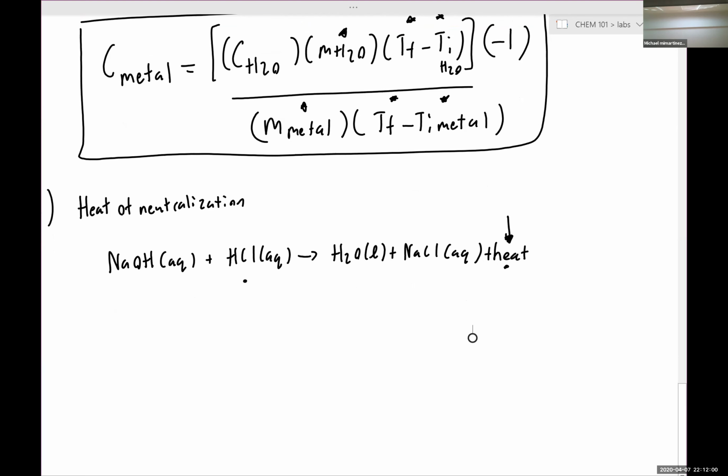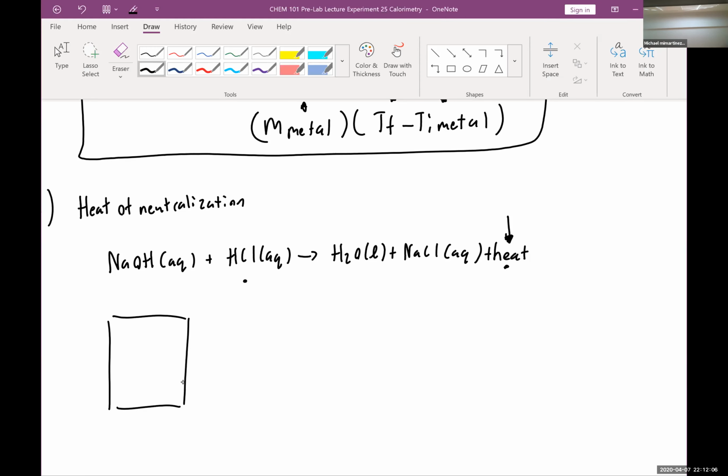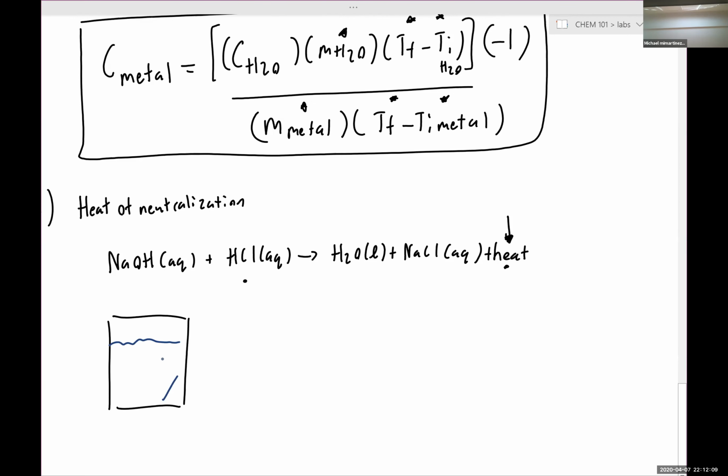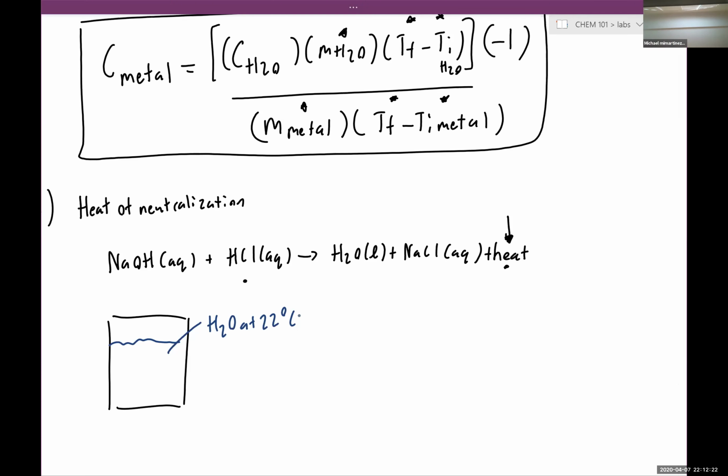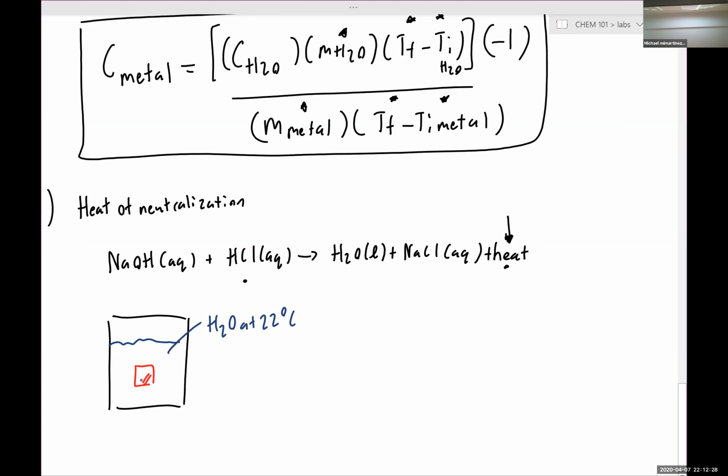So let's draw up an analogy again. Let's suppose we have a box containing some water, and let's suppose the water is at 22 degrees Celsius. The way that I like to think of chemical reactions is that I have a little box inside my water solution. So this is my reaction, and my reaction is going to generate and release heat or absorb heat from the surroundings. Okay?